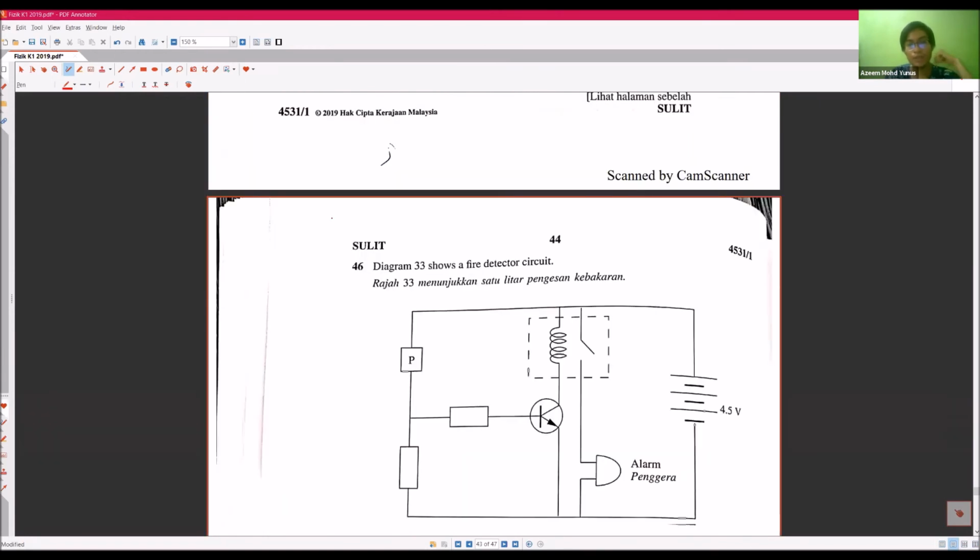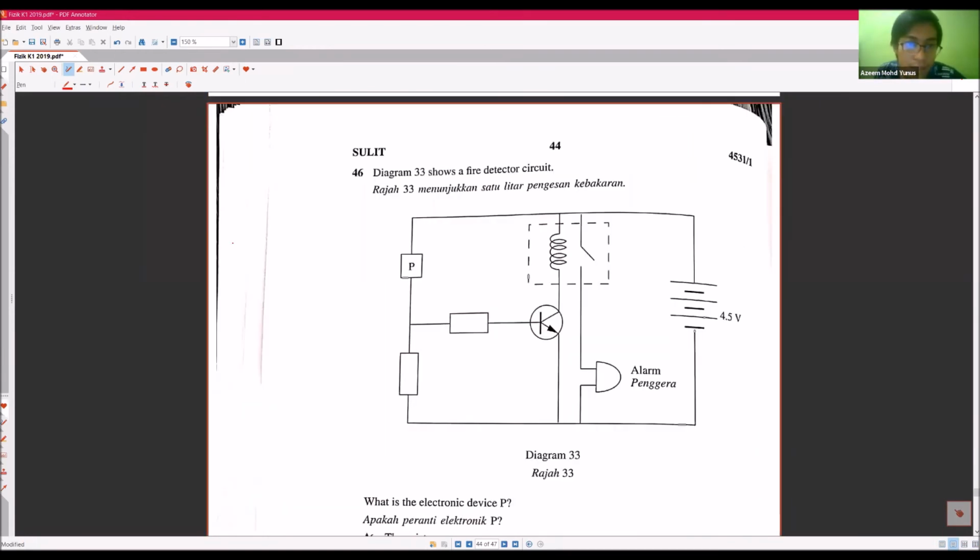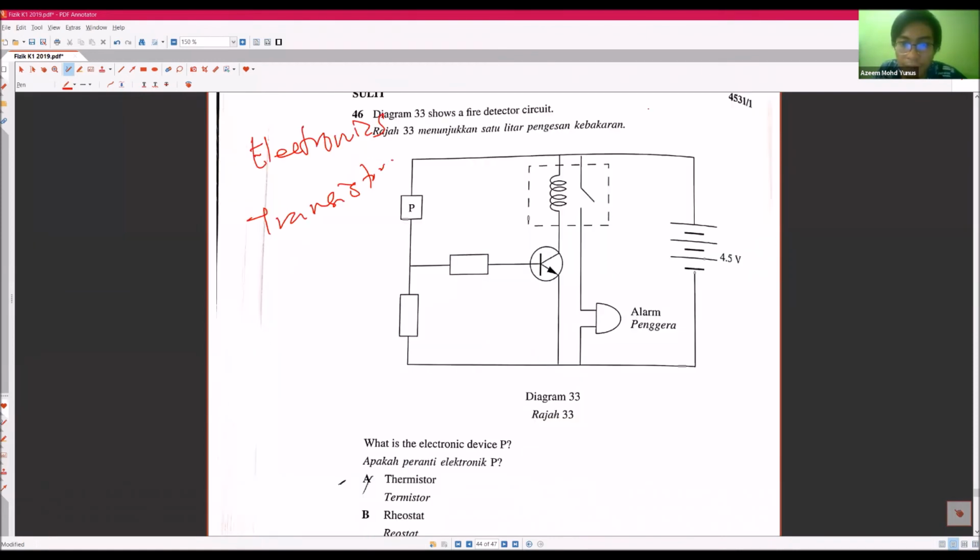Diagram 33 shows a fire detector circuit, so this is a transistor. Okay, we have a relay here. This should be for a fire. We should detect temperature, so this must be a thermistor.